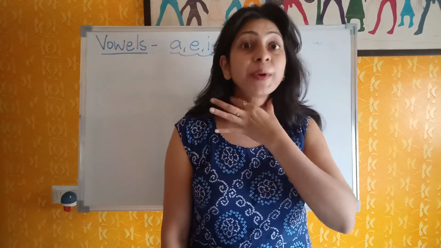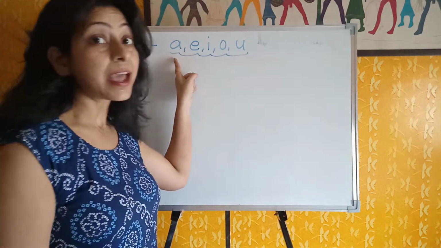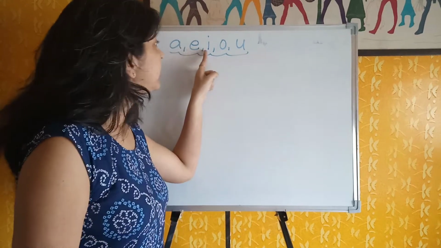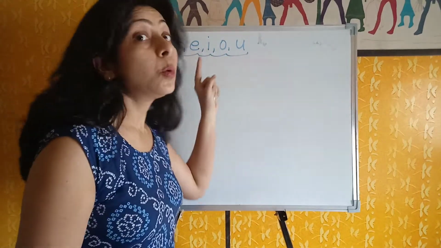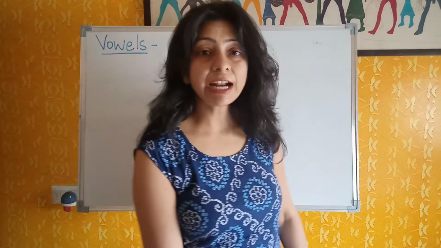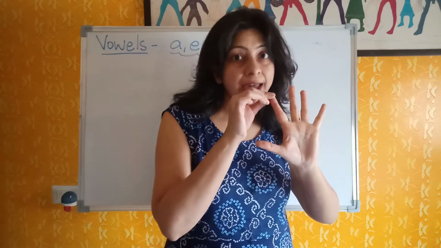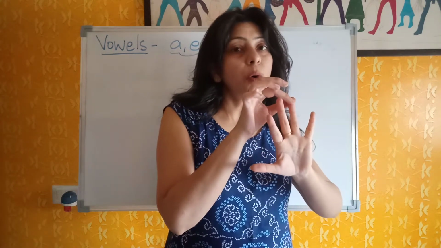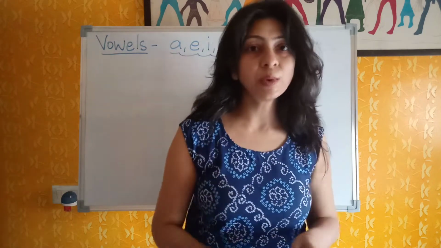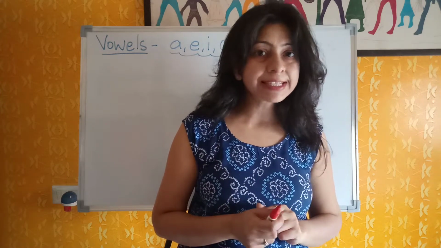come from here, like a, e, i, o, u. So there are 5 vowels: a, e, i, o, u. In this video, we will do the first vowel, and that vowel is a.